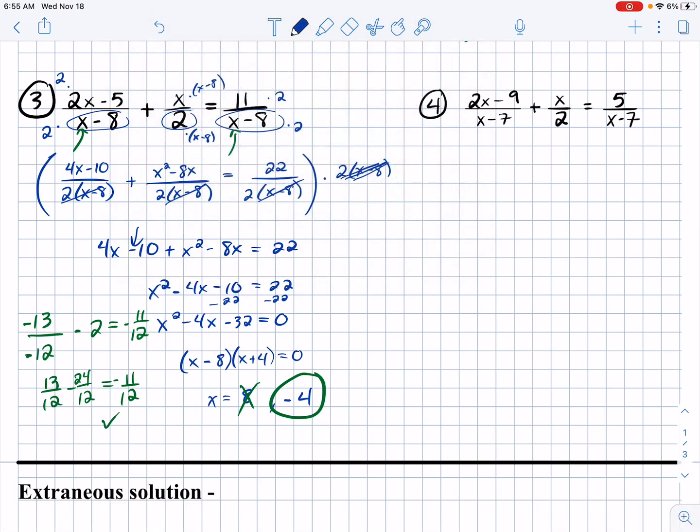All right, why don't you try number 4 on your own? Don't forget to check your work and plug those back in. Go ahead. So your least common denominator should have been 2 times x minus 7.